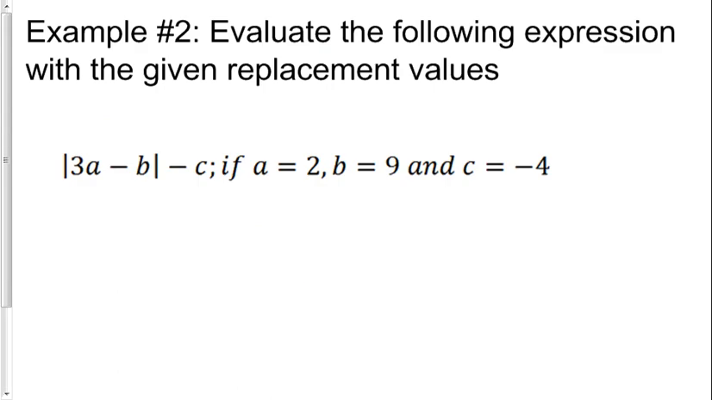Example number 2. Evaluate the following expression with given replacement values. Once again, same type of problem, different expression, different variables, different replacement values. Now, some of these are a little bit longer. Students forget a variable. So you want to look for this semicolon.